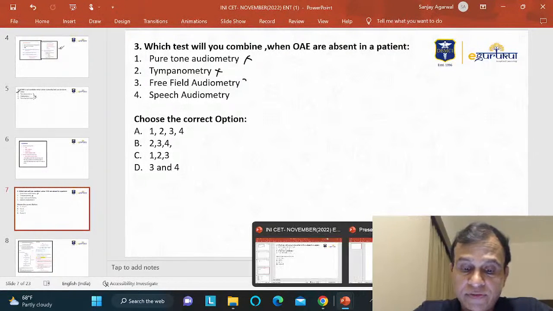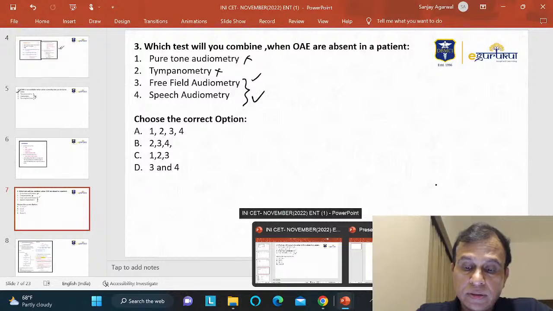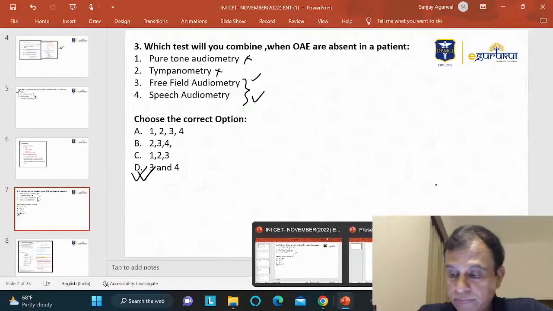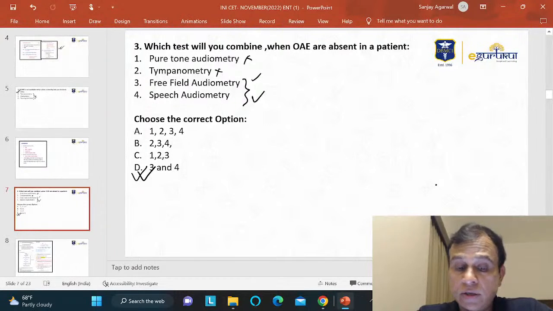Both these tests, free field audiometry as well as speech audiometry, can be done for screening tests, and therefore D will become the correct answer out of this. Because D says either 3 or 4. 3 is free field audiometry and 4 is speech audiometry. So these are the two correct answers.